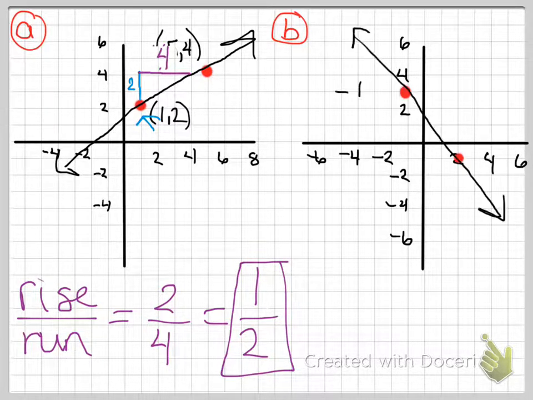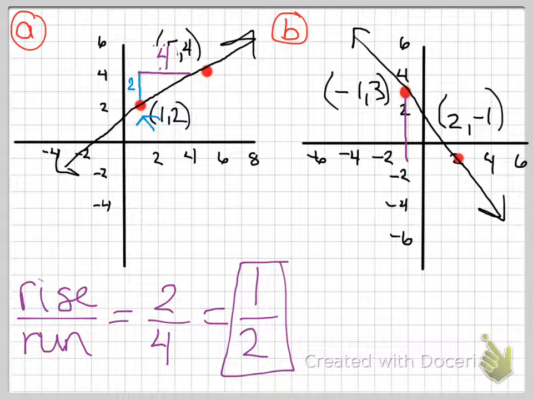What if I gave you this line on B? Now, before you even try to figure out the slope, what can you tell? You can tell whether it's positive or negative right off the bat before you even do anything. Is this positive or negative? Negative. It is a negative slope. So I know that my answer has to have a negative in it, that my rise will be negative.